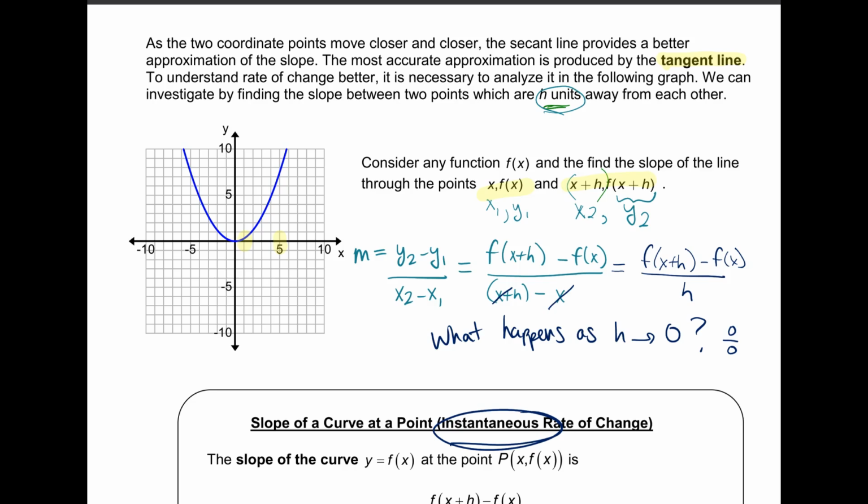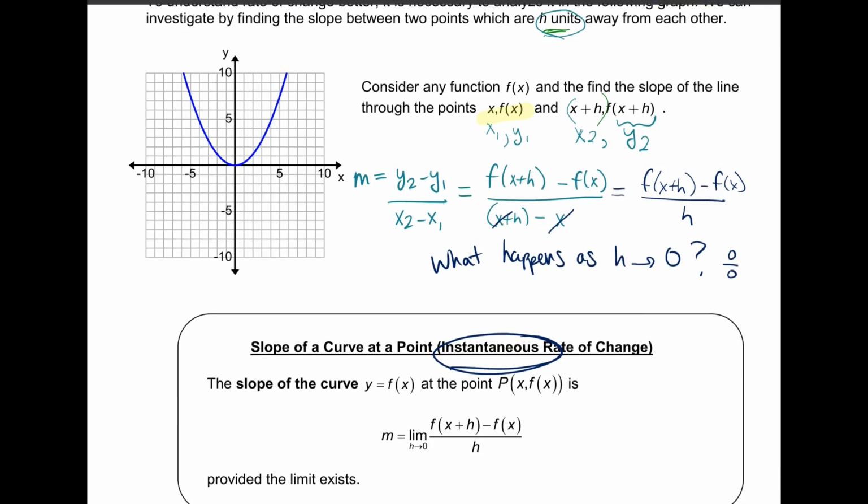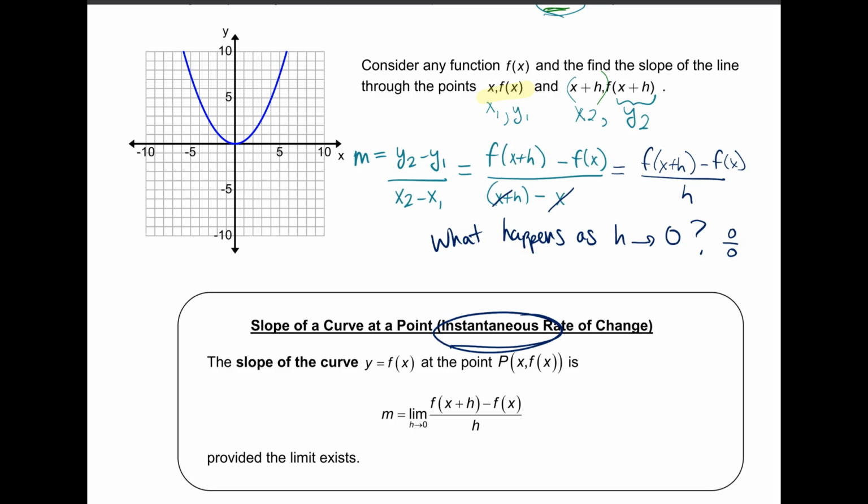If I plug x1, y1 and x2, y2 into the slope equation, I have the second y minus the first over the second x minus the first. The x's cancel out on the bottom, and I'm left with this wonderful equation that is the instantaneous rate of change.